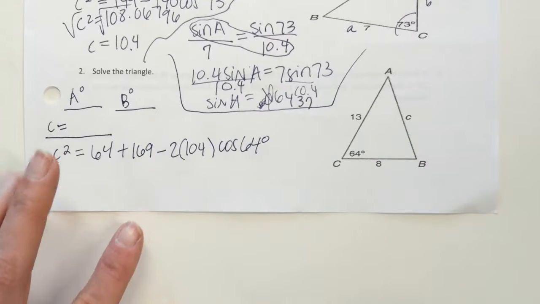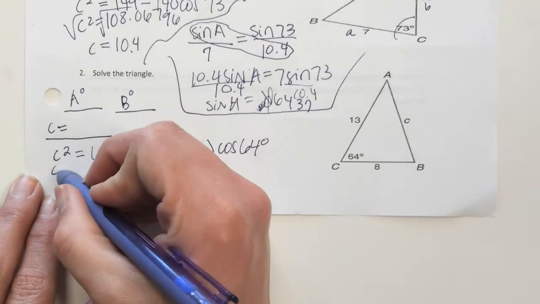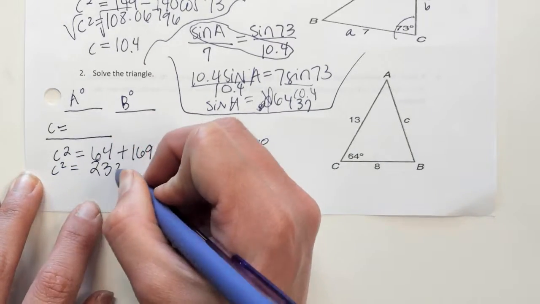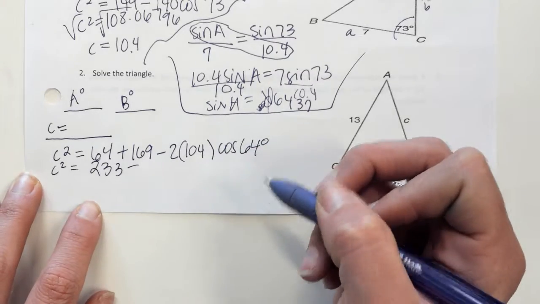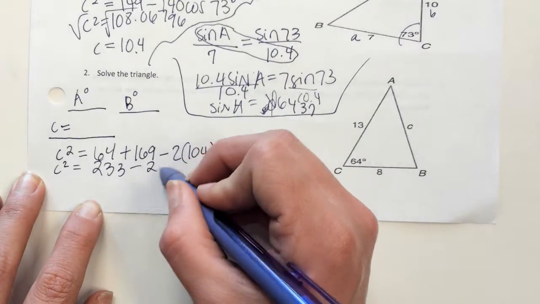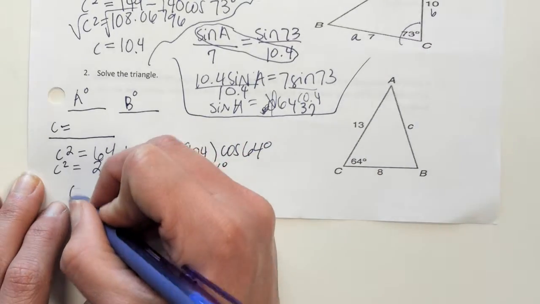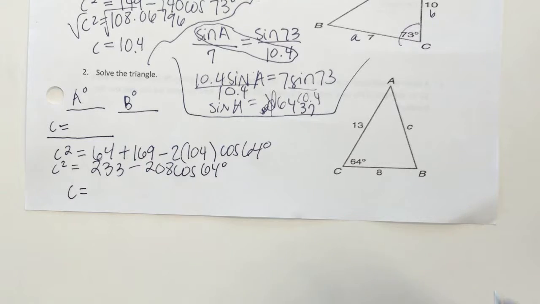Very good. All right, let's go ahead and simplify beforehand. What's 64 plus 169? 233 minus what's 104 times 2? All right, cosine of 64 degrees. Go ahead and plug that in your calculator. Don't forget to take the square root at the end. Let me know if y'all need help typing this in.